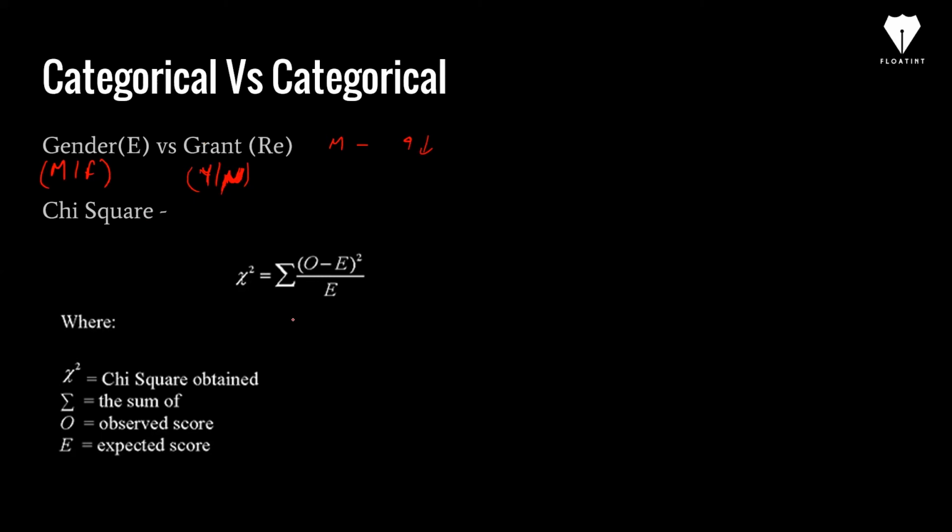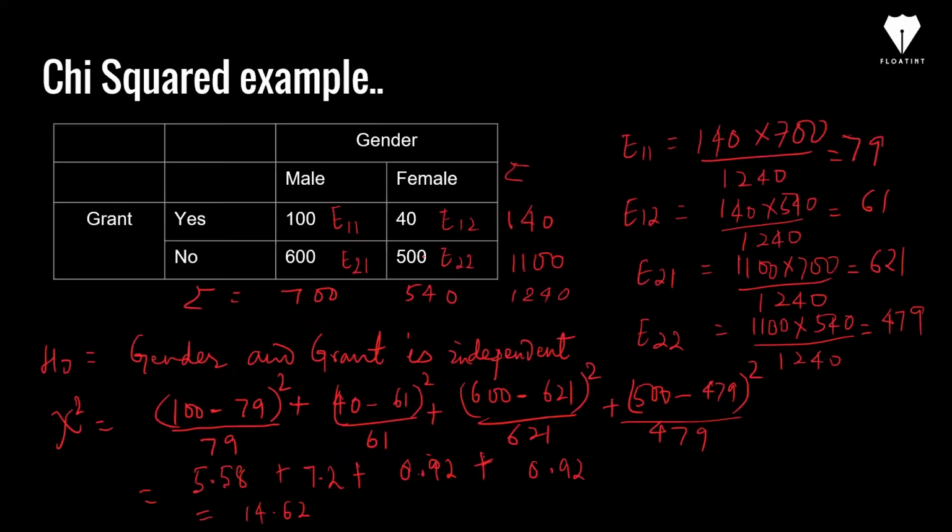All right, and for this chi-square, the formula is here. This is the chi-square value, and the formula is observed score minus expected score, a whole square, and then we divide it by expectation, and then we sum it up. This formula will be more clear when I give the example. So in this example, I'm taking gender. In this case, gender is male and female, and the grant is yes and no.